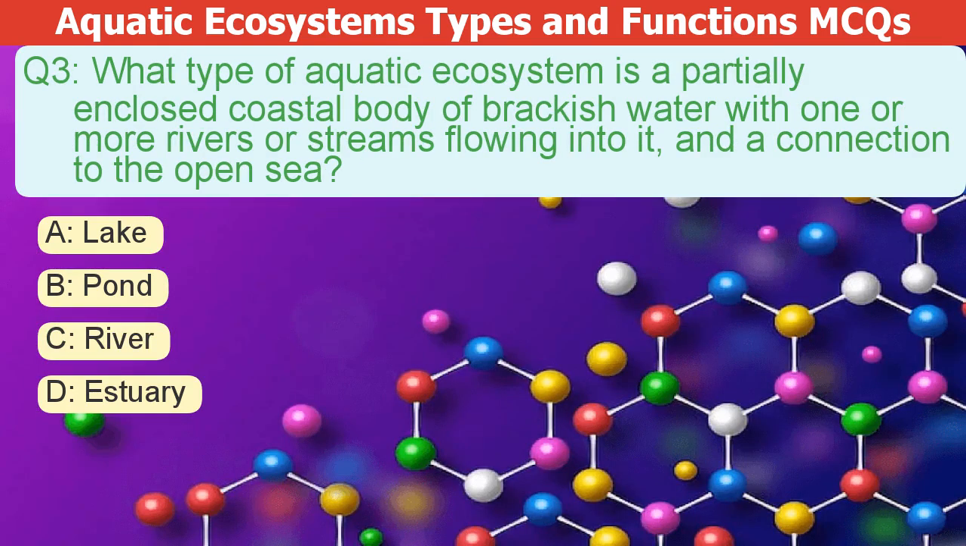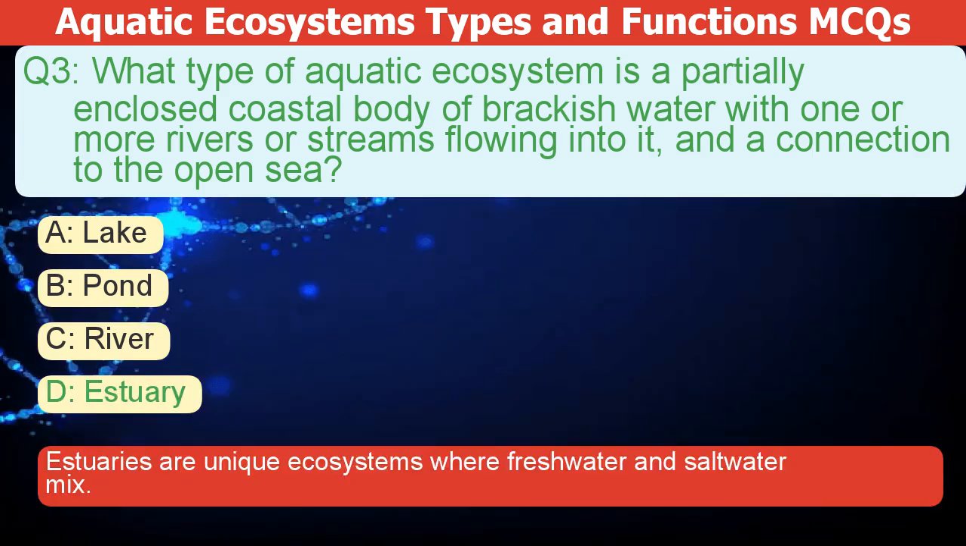Which of the following aquatic ecosystems is characterized by a mixture of freshwater and saltwater? A. Pond. B. Lake. C. River. D. Estuary. The correct answer is D. Estuaries are where rivers meet the sea, creating a mix of freshwater and saltwater.